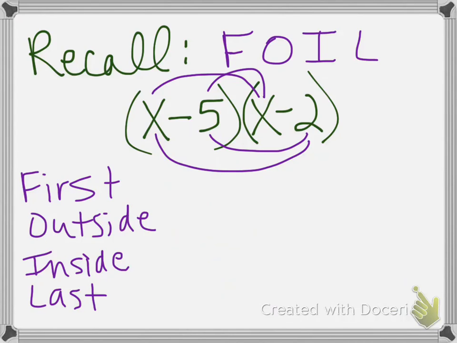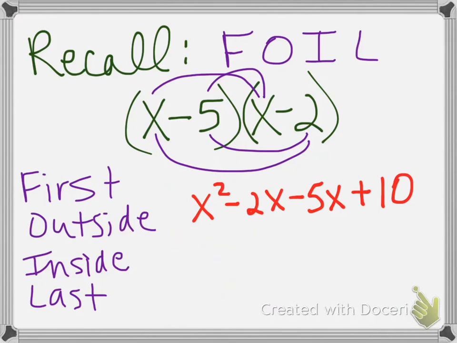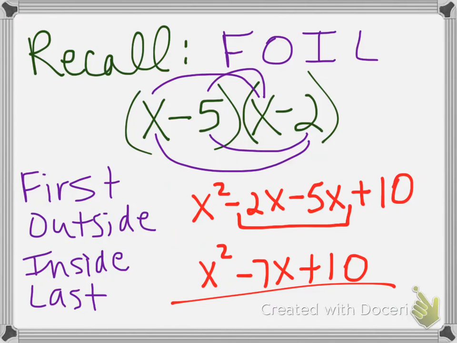So if I go through my process where I have first times first, x times x gives me x squared. Outside times outside would be x times negative 2, that's negative 2x. Inside times inside would be negative 5 times x, which would be negative 5x. And last times last would be negative 5 times negative 2, which is positive 10. If I combine my like terms right here, I have x squared minus 7x plus 10. And this is a quadratic expression. It started out as two binomial terms, and after we FOILed it, we have a quadratic expression.